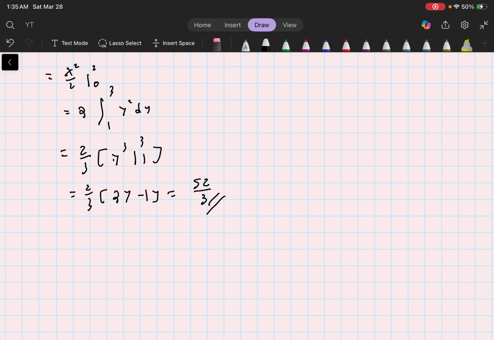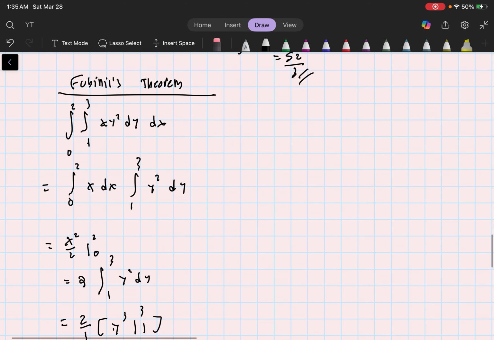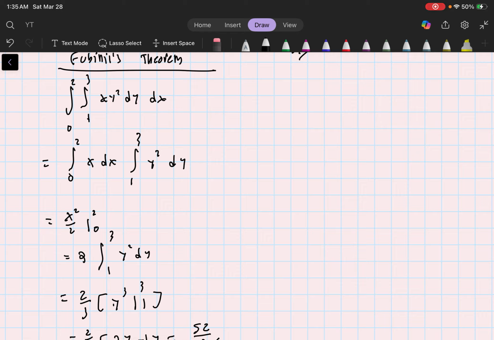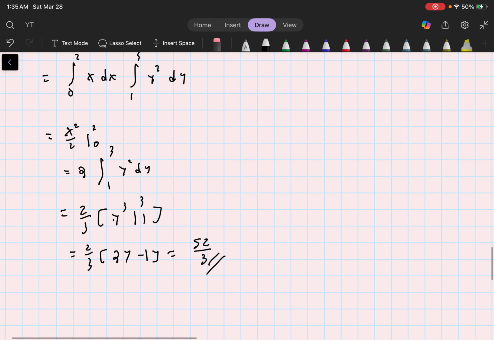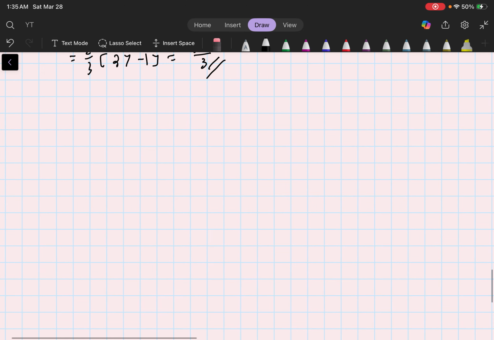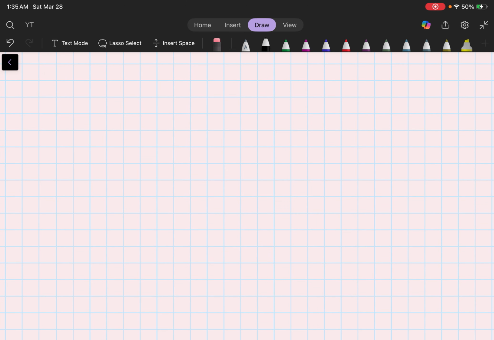So Fubini's theorem states that if we're able to separate these, if they're being multiplied together, then we're able to separate each x and y, or whichever other variable you're working with, and still get the same answer. And this is another example. We're going to do another one with a double integral. So we're going to do this one.